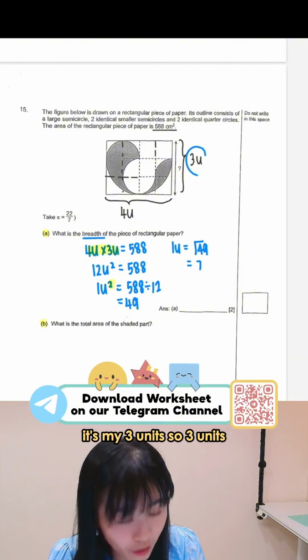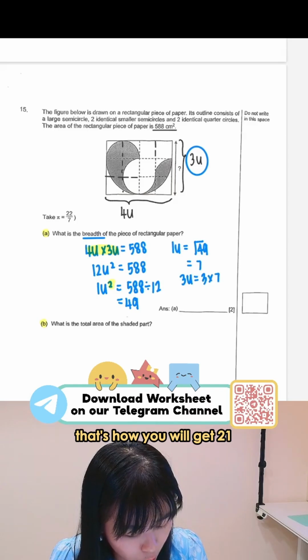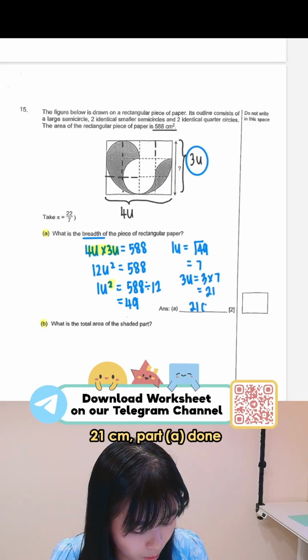Okay, if I want to find my breadth, it's my 3 unit. So 3 unit, it will be 3 times 7. That's how you get 21. Okay, 21 cm. Part A done.